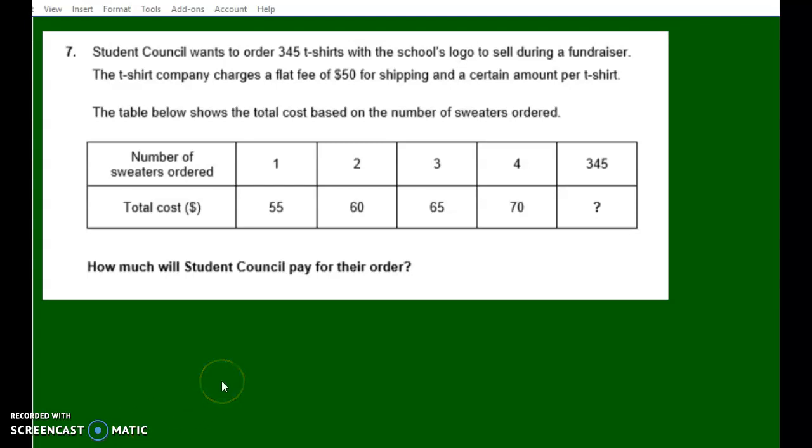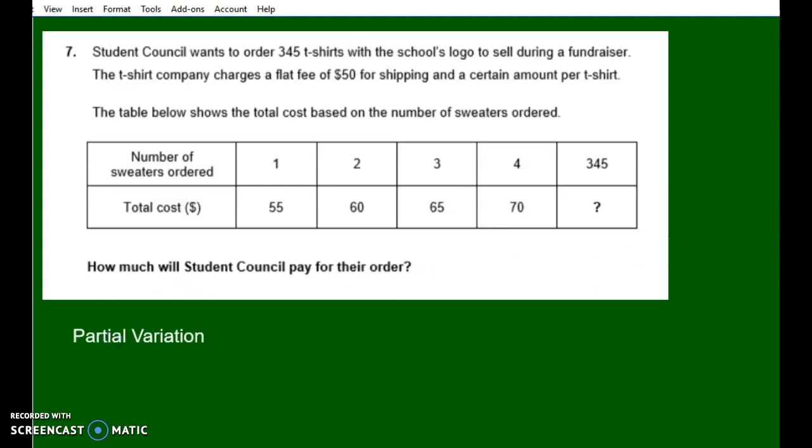Okay, here's a short answer question. Let's read it. So, student council wants to order 345 t-shirts with the school's logo to sell during a fundraiser. The t-shirt company charges a flat fee of $50 for shipping and a certain amount per t-shirt. Now, this is clearly a partial variation.